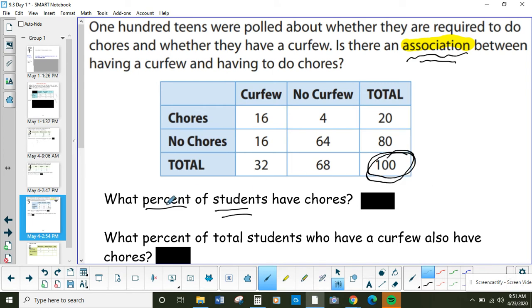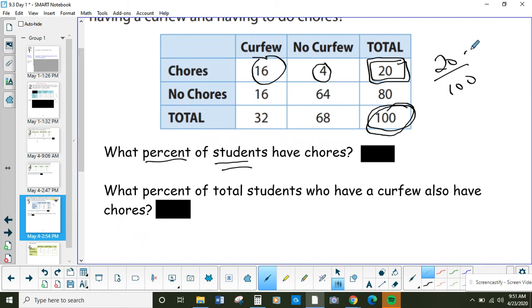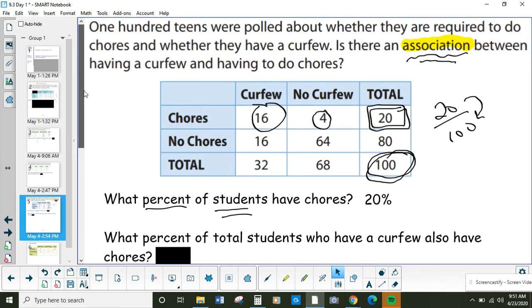Okay, so we're going to find the percent of students that have chores. So how many have chores? Right here. These guys have chores. Some have a curfew, some don't, but the total people that have chores is 20 out of everybody, which is 100. You could divide that, but hopefully you remember that percent means out of 100, so it's already 20%. If you divide it, you get 0.2, move the decimal 2 times, 20%. So that's how many people have chores. You take the total over the total. That's step one for association questions: find the percent out of everybody.